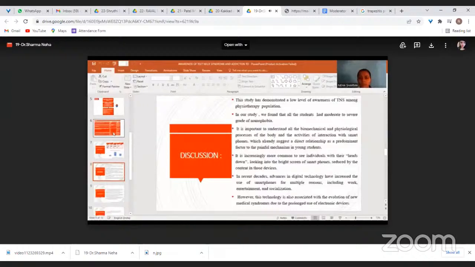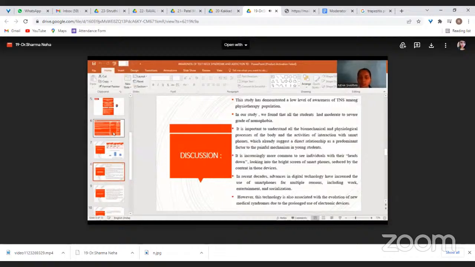Discussion. This study has demonstrated a low level of awareness among the students. In our study, we found that most students have a moderate grade of nomophobia, and it is important to understand all the biomechanical and physiological processes of the body and the activity of interaction with the smartphone, which already suggests a direct relationship as a predominant factor to the painful mechanism in young students.